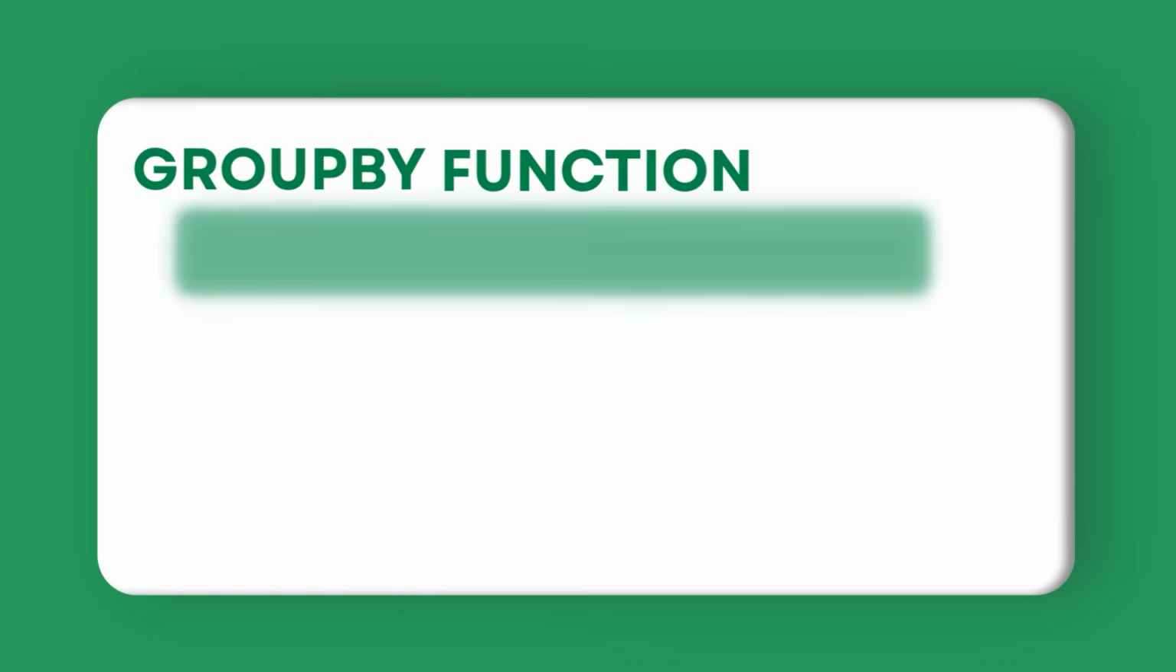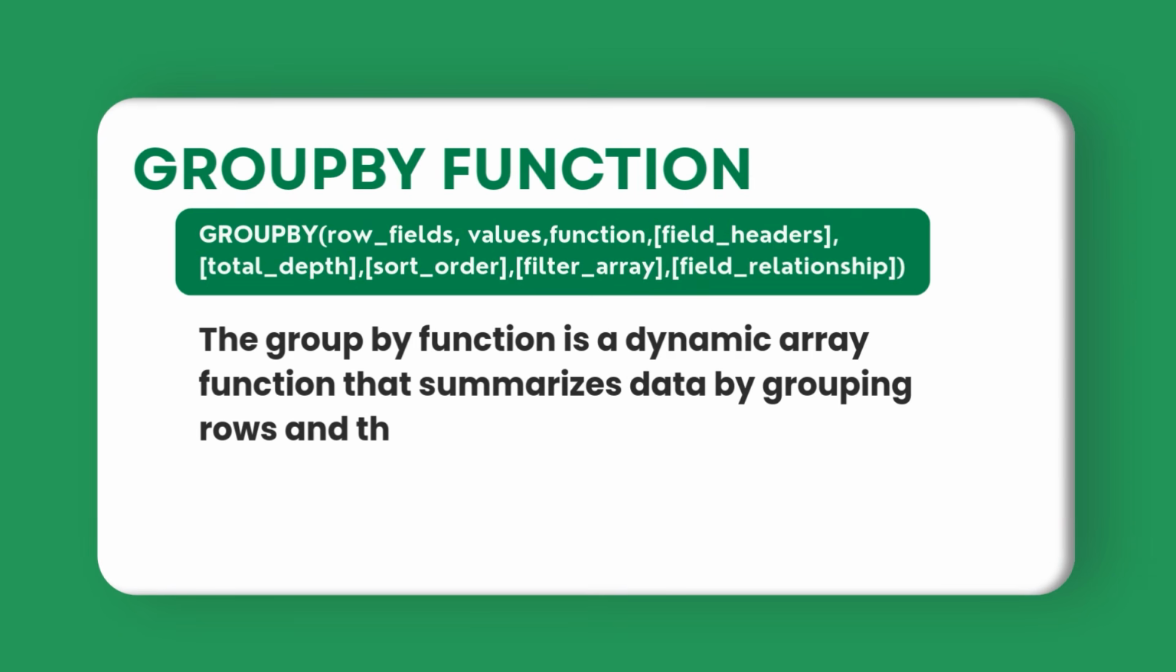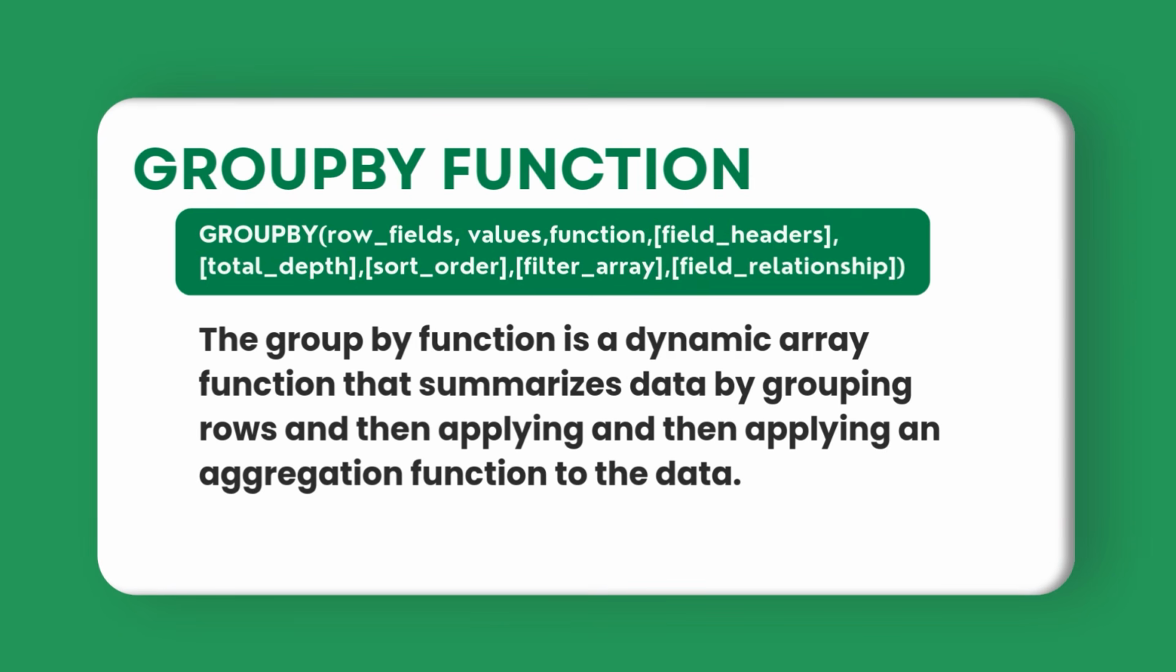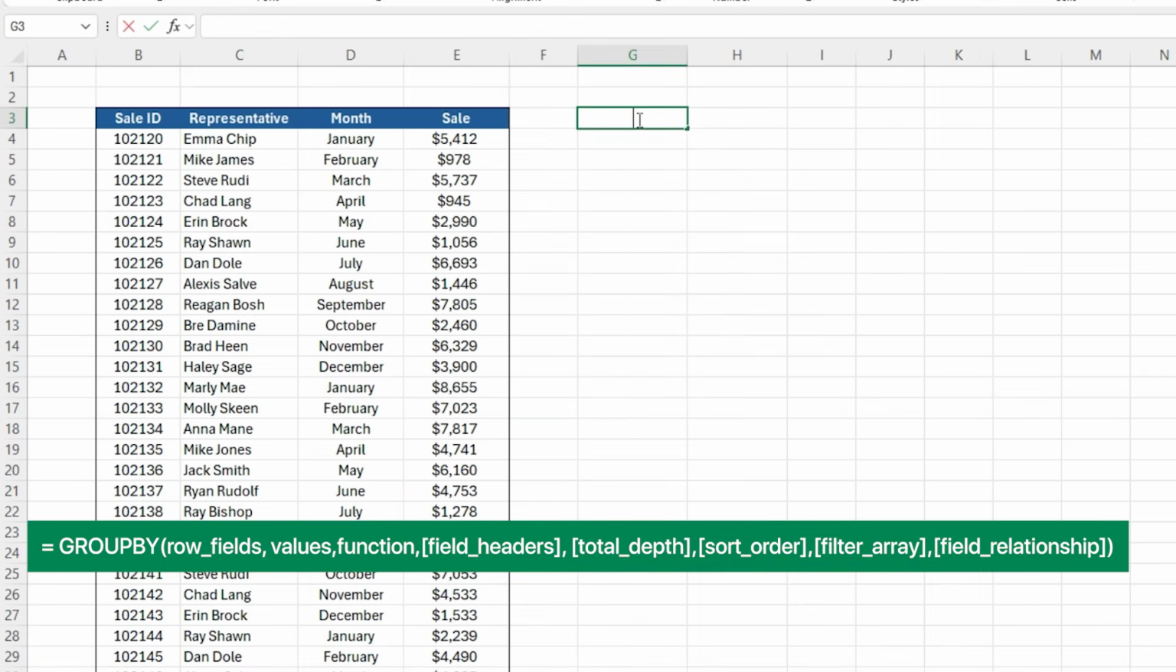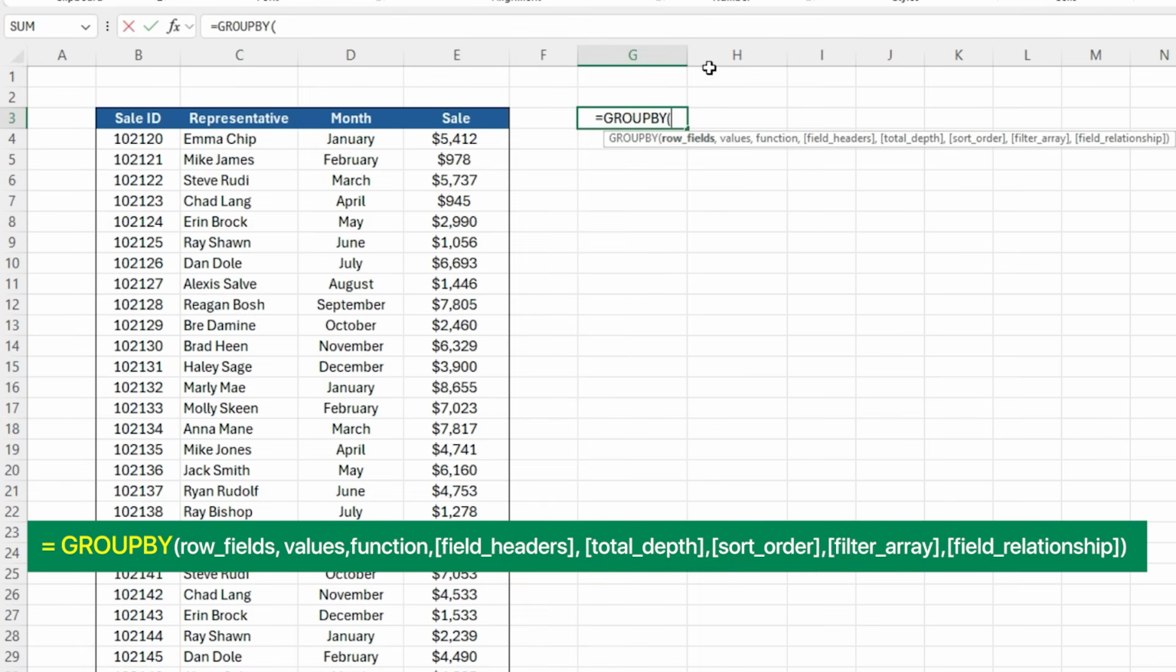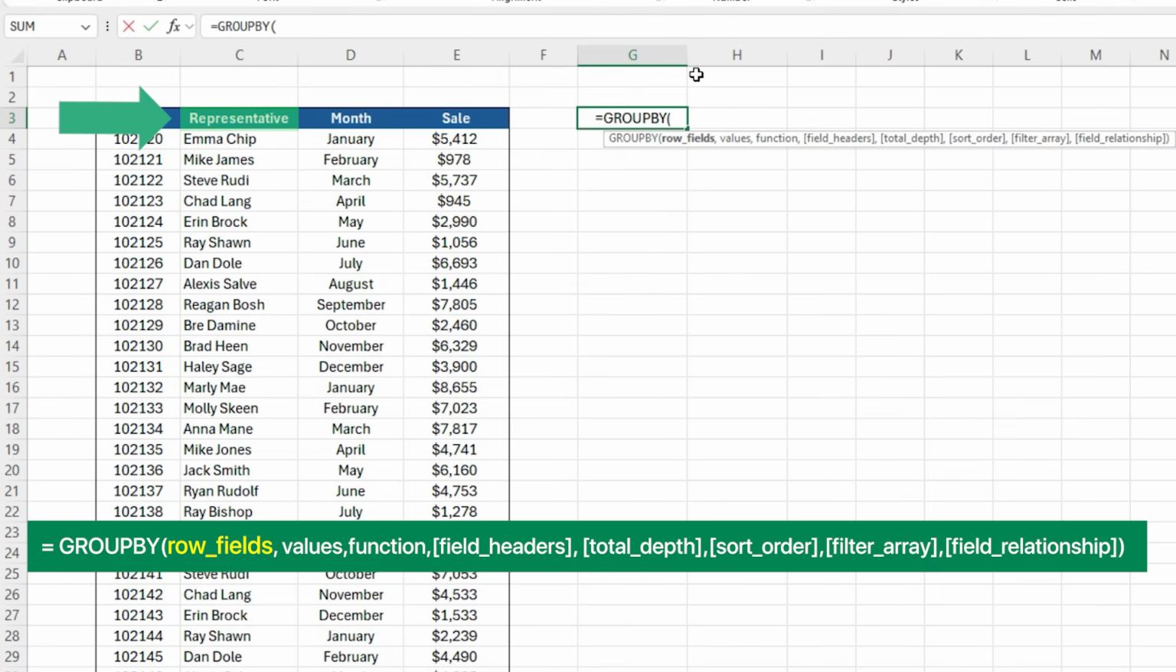The group by function is a dynamic array function that summarizes data by grouping rows and then applying an aggregation function to the data. To use group by, enter the function, and the first step is to tell the function how we want to group our data by selecting that column as the row field's argument. In this case, we're summarizing by representative, so I'm going to go ahead and select the representative column.